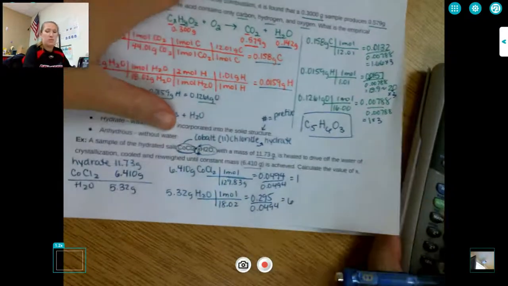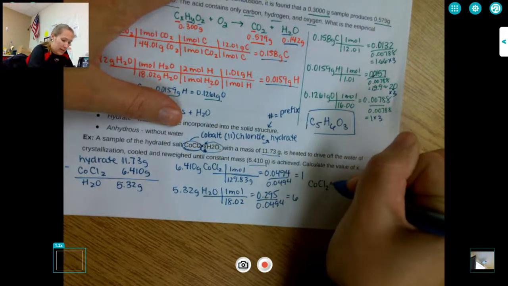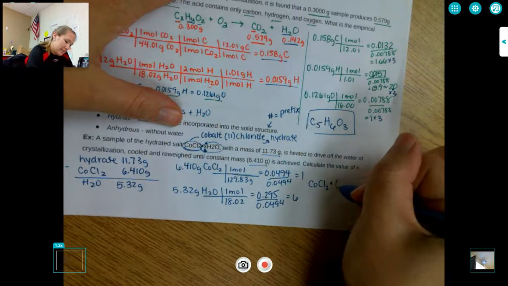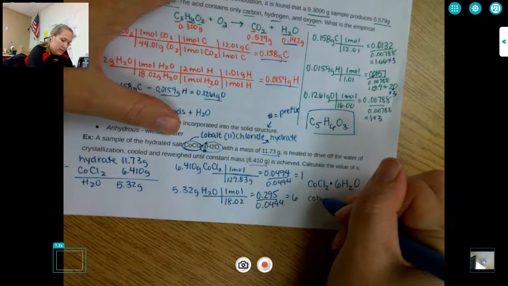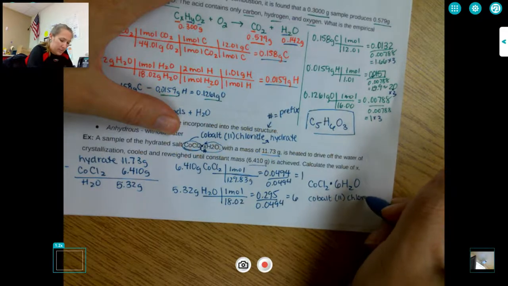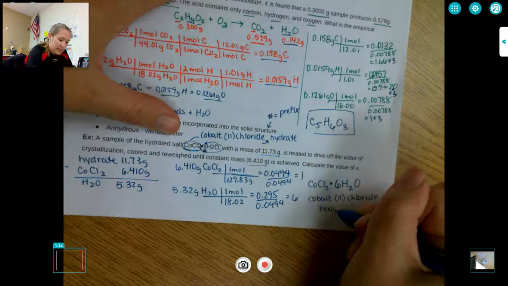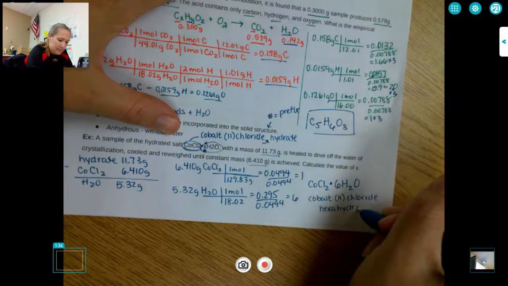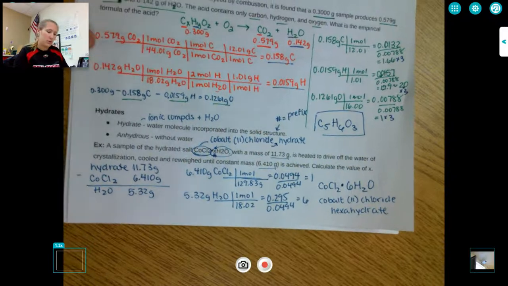So my formula is cobalt 2 chloride dot 6 H2O, which we write as cobalt 2 chloride. 6 is hexa, so hexahydrate. All right, a couple more to do.